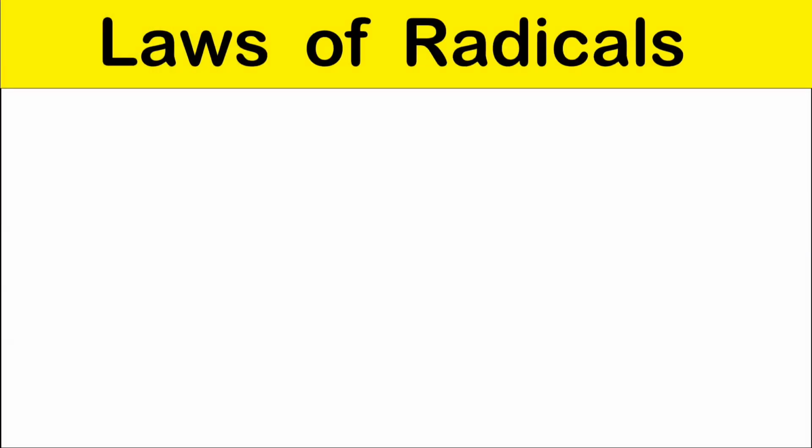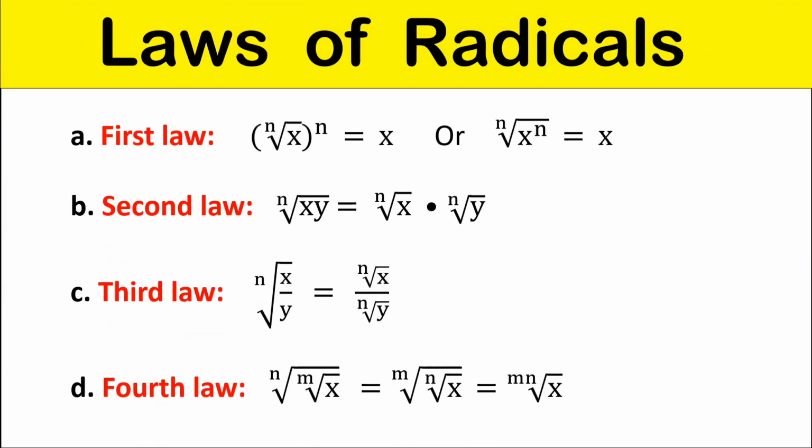So now, let's proceed to laws of radicals. The laws of radicals have different types of formulas: the first law, second law, third law, and fourth law. The formula of the first law is the n root of x raised to the power n is equal to x. And the formula of the second law is the n root of x times y is equal to the n root of x times the n root of y.